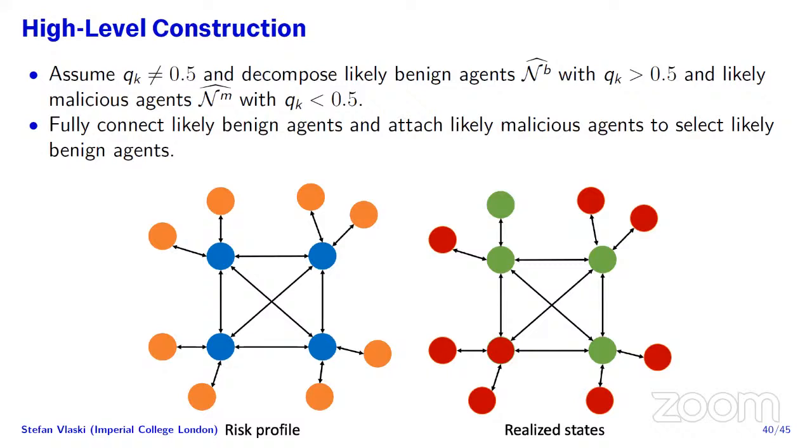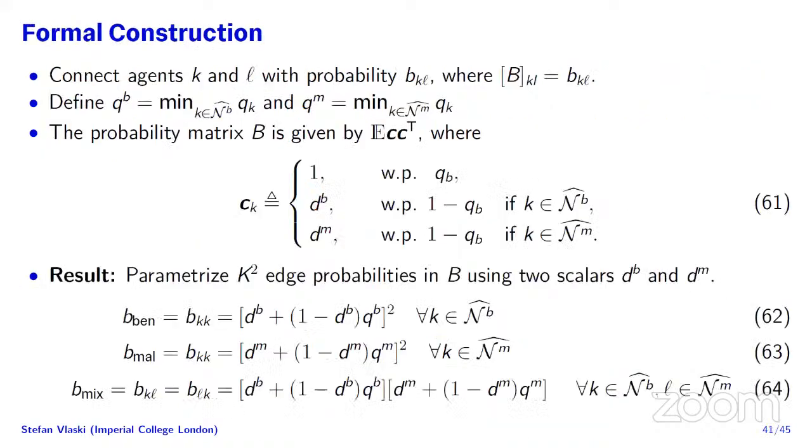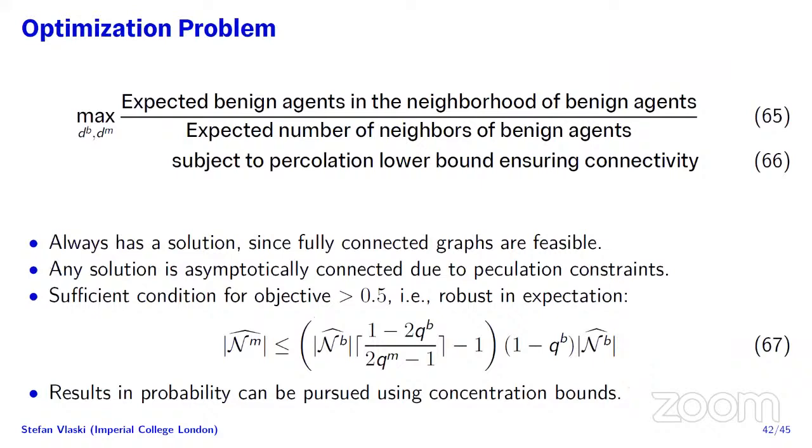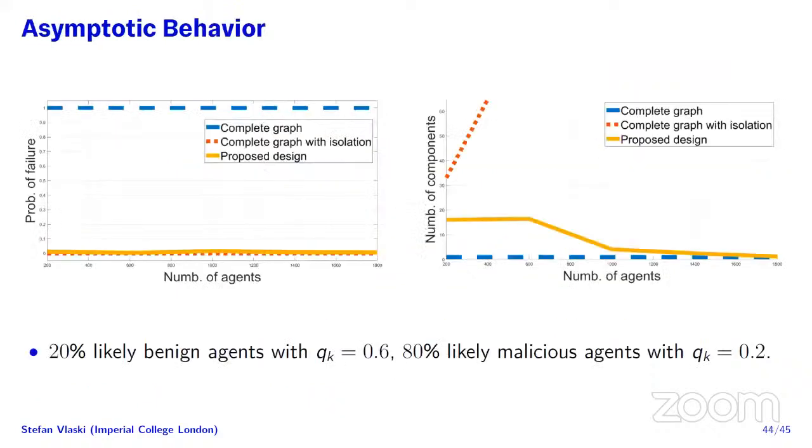So the question is, based on the risk profiles, can you construct a topology which with high likelihood will end up giving you graphs like this, given that you don't know a priori if an agent will end up being benign or malicious. So I will skip the details here, but rest assured you can come up with a systematic way of designing these graph topologies, and you can show provably that for large graphs, these topologies will be robust, even if the majority of agents ends up being malicious.